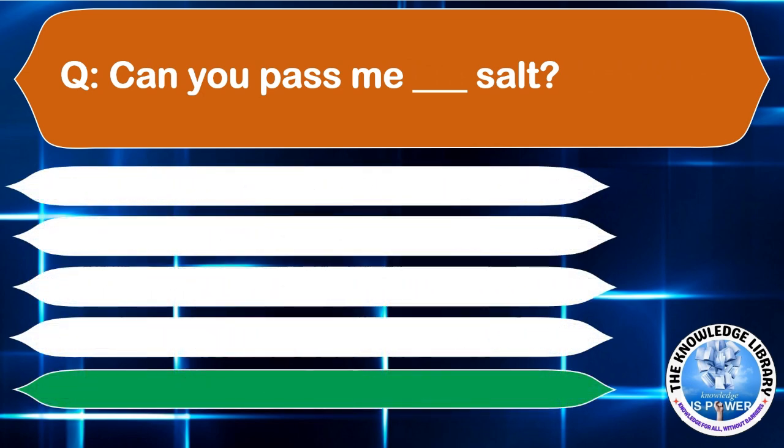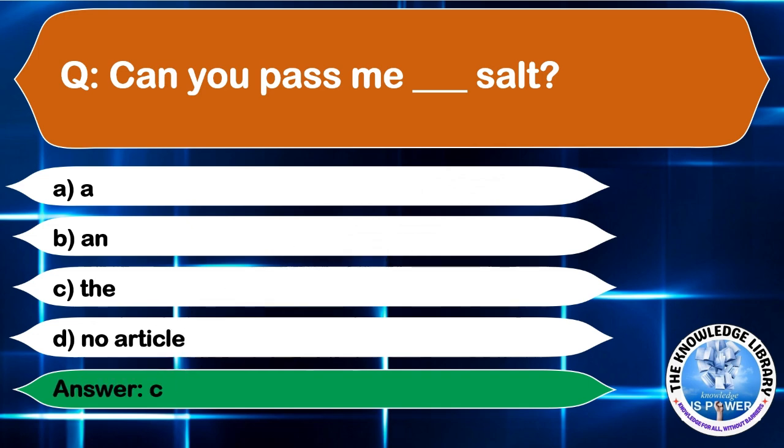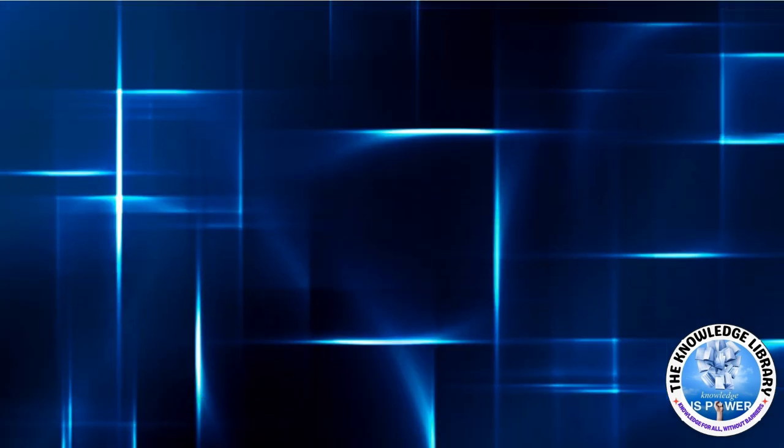Can you pass me dash salt? Option A, a. Option B, an. Option C, the. Or option D, no article. The correct answer is option C, the. Moving to the next question.